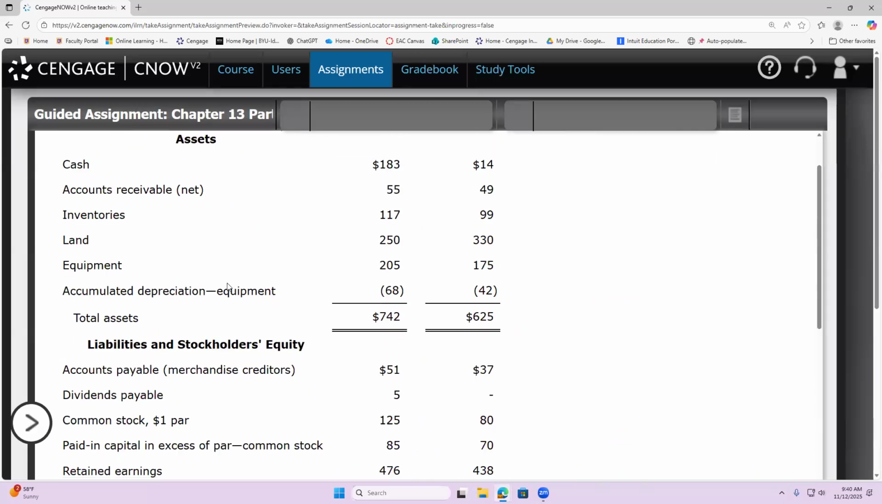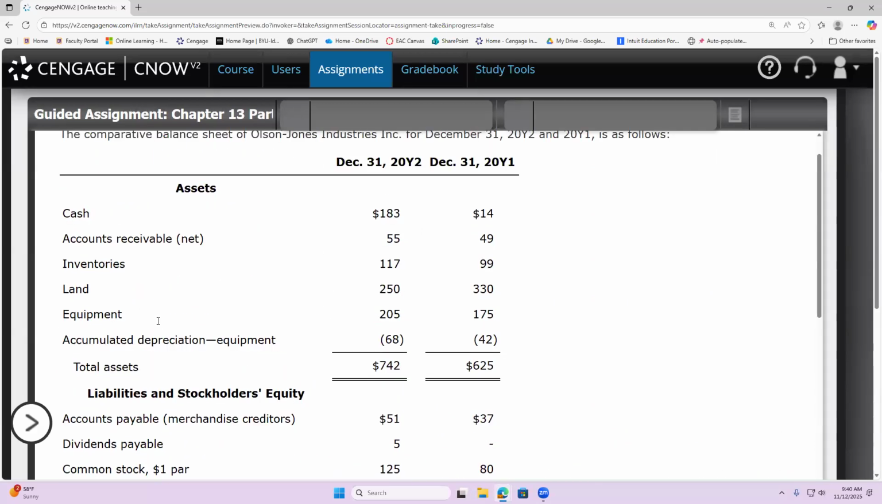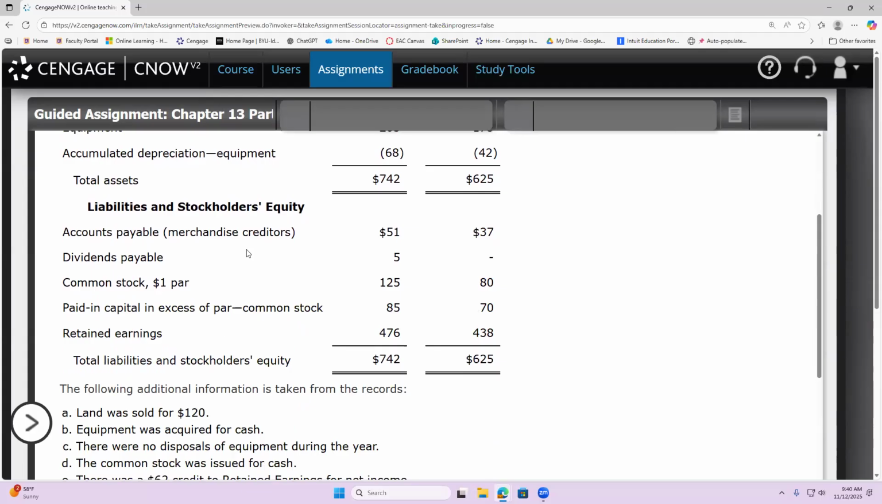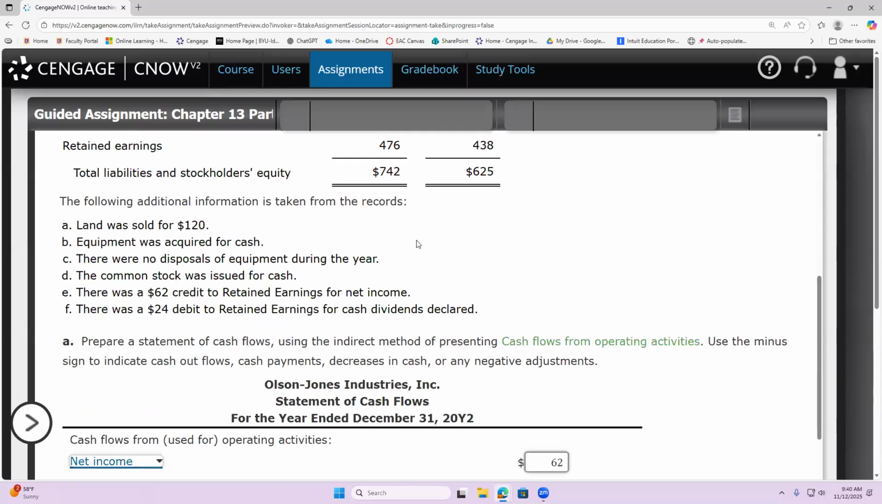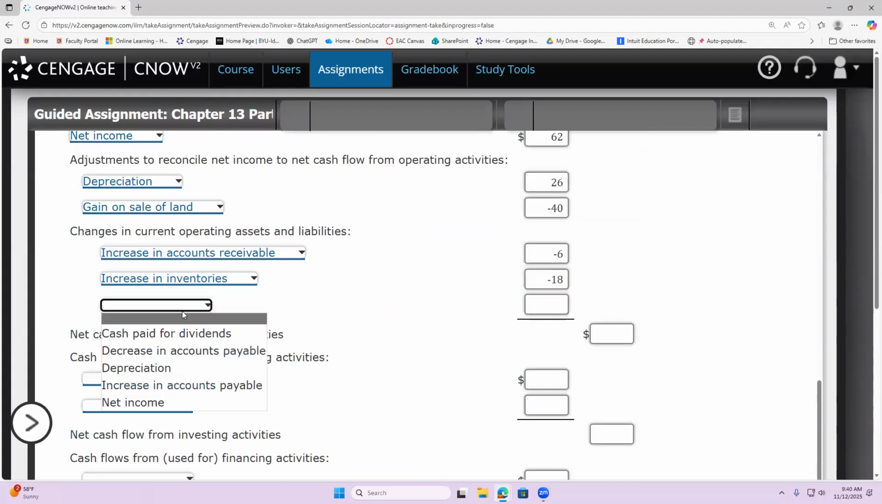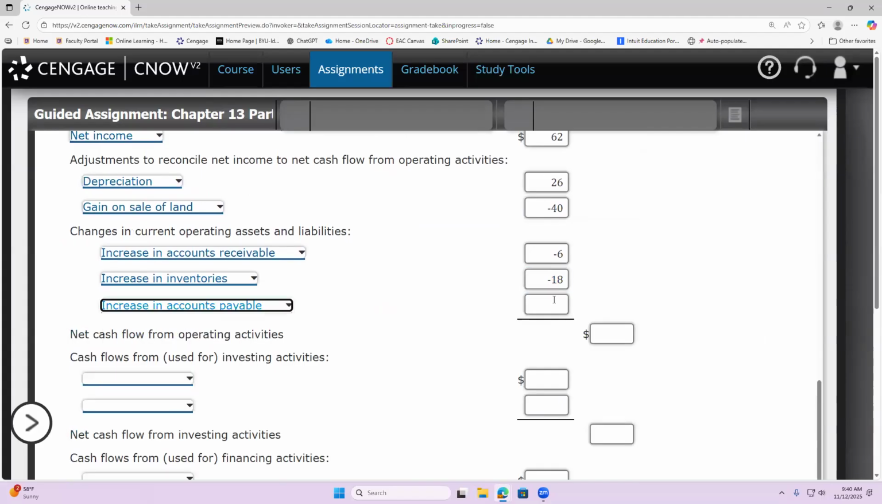So that's the end of our current assets. Then we'll look down here. There's only one current liability, accounts payable. We'll see that that also went up from 37 to 51, which is an increase of 14. And with liabilities, we adjust in the same direction. So an increase to accounts payable of 14 is going to lead to us adjusting that up by 14.